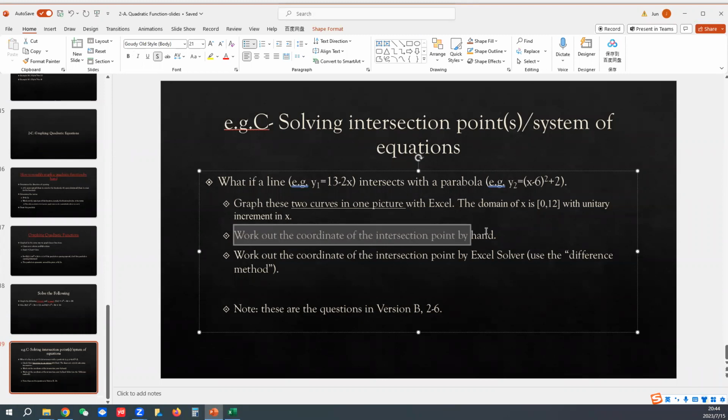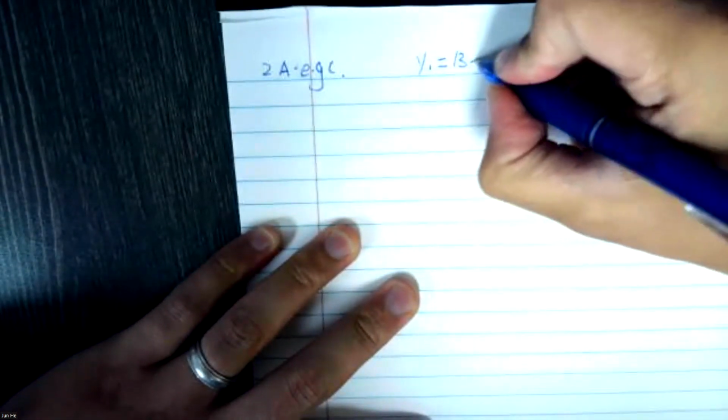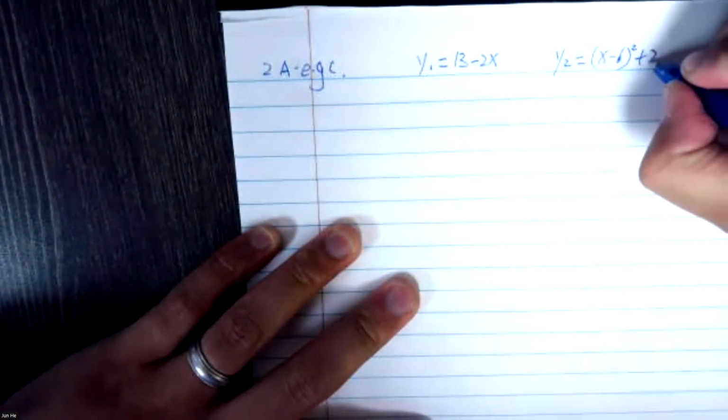Work out the coordinate of the intersection point by hand. So I'm gonna quickly demonstrate that. Now let's switch to my document camera to show how to do this by hand. So here, there are several things. y1 equal to 13 minus 2x, y2 equal to x minus 6 squared plus 2.